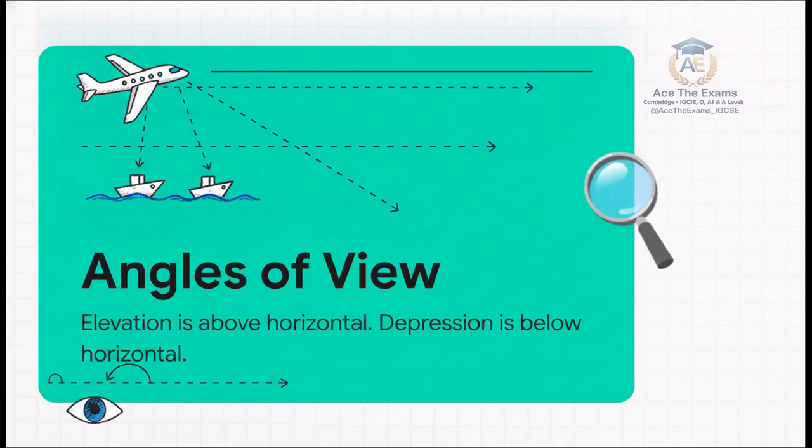Let's define our terms using a really brilliant example from our source material. Imagine an aeroplane is flying at a constant altitude of 6 kilometers. The pilot spots 2 boats out on the sea below. The angle of depression to the first boat is 60 degrees, and to the second boat, it's 30 degrees.